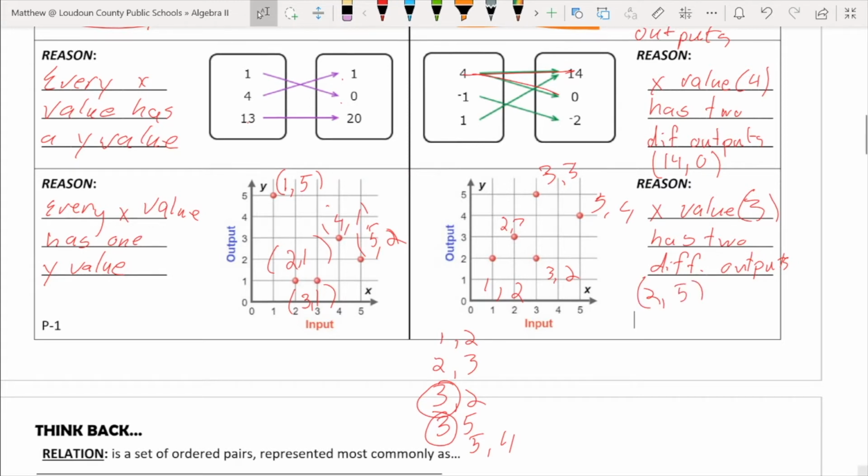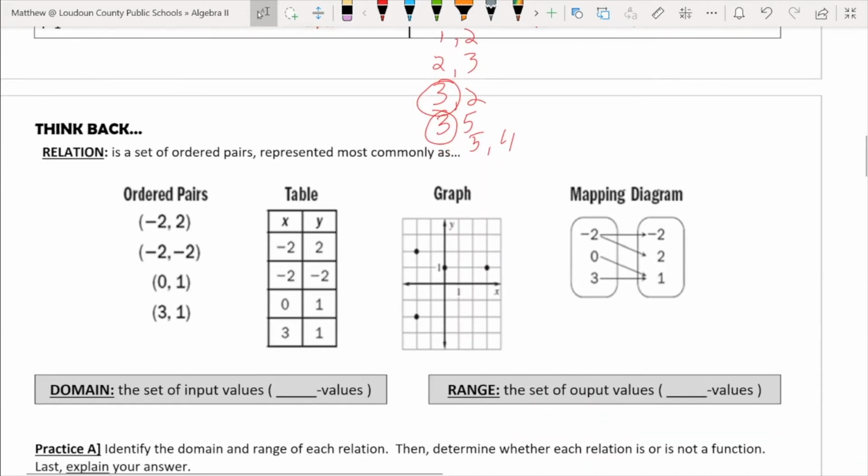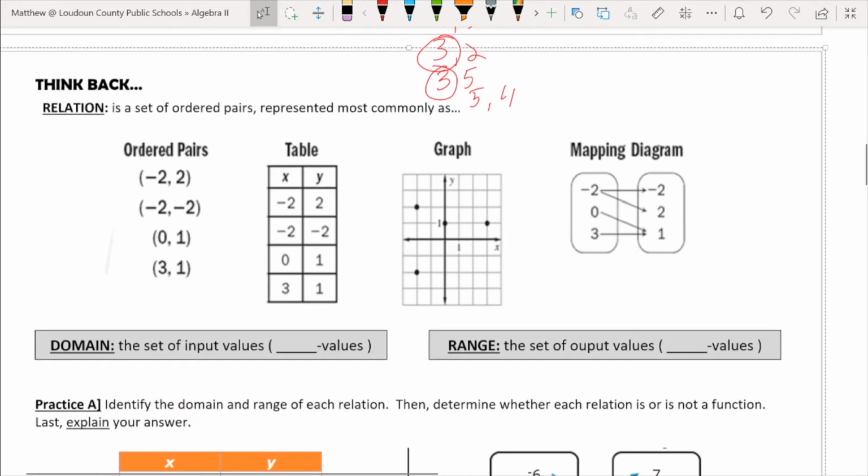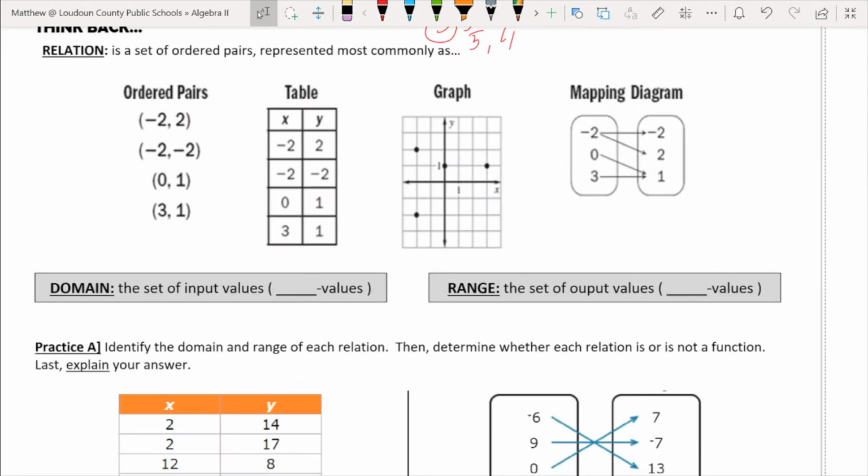Okay? Now we're going to show something different down here that might help you out if it's a graph. We need to move forward for this. We're going to skip this for right now. Actually, let's look at it.